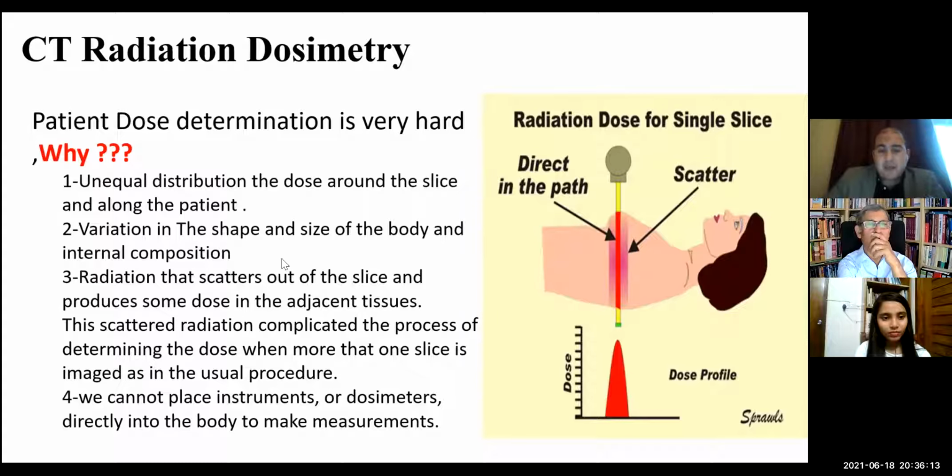Second reason, variation in the shape and size of the body and its internal composition. Radiation is scattered, okay? In this slice, as you see here, there is scattered radiation. Scattered radiation will also increase the patient dose, okay? And it is a complicated process if we have multi-slice technique, because each slice will give you scattered radiation, which increases the patient dose. So the scatter problem has to be solved if you want to measure the dose of patients. Also, we cannot place a dosimeter inside the patient to make our measurements.